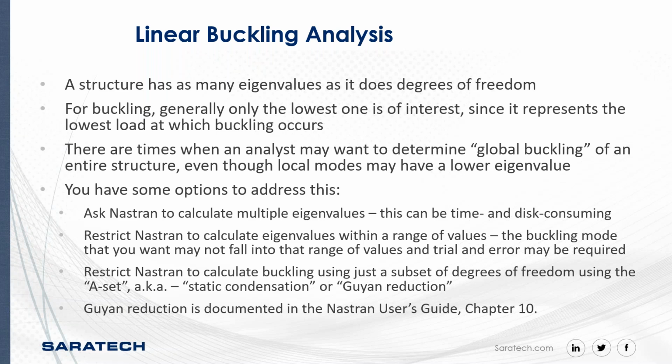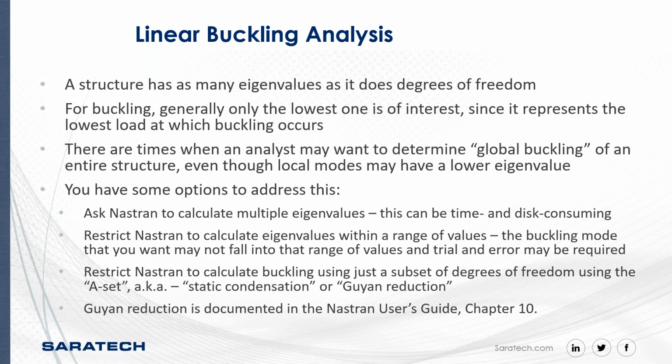There are a few ways you can accomplish this to find either the global or the local buckling, and that is to ask Nastran to calculate multiple eigenvalues. Depending on the model, with a very complex model, this can be very time and disk consuming as it creates the results for all the different possible modes. And if you've got something somewhat symmetric in shape, it could find a lot of nearly identical modes that in reality are identical, but slightly off in numbers.